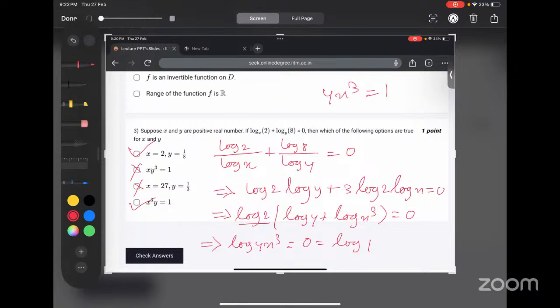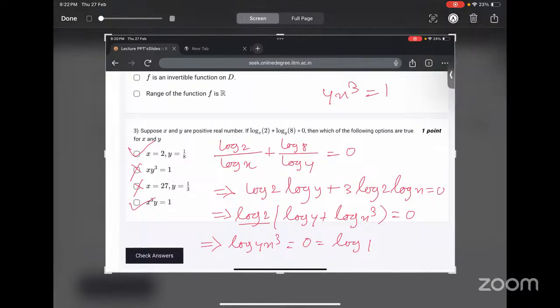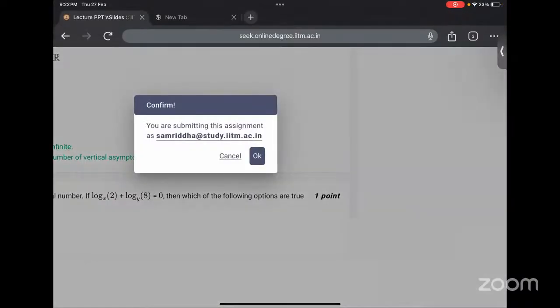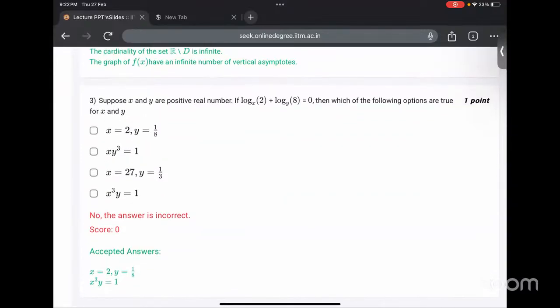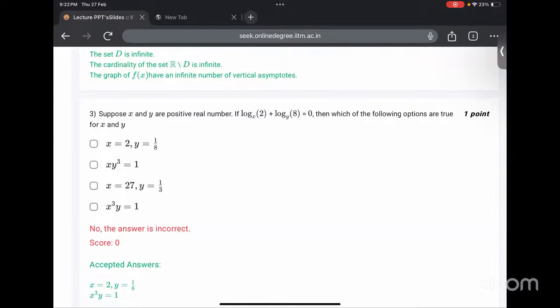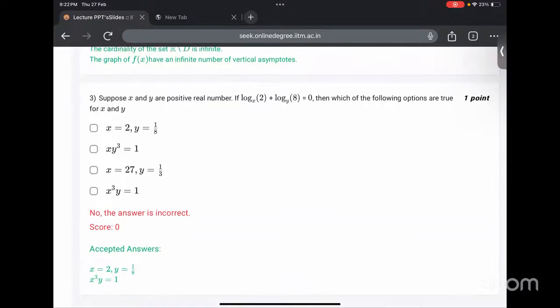Can you check whether these are the correct answers or not? Okay, I can also do that. So these two are the correct options. Easy, right? The first option we could have directly put in and found out also. If time permits, log x means log 2 base 2, that is 1, and log 8 base 1 by 8.